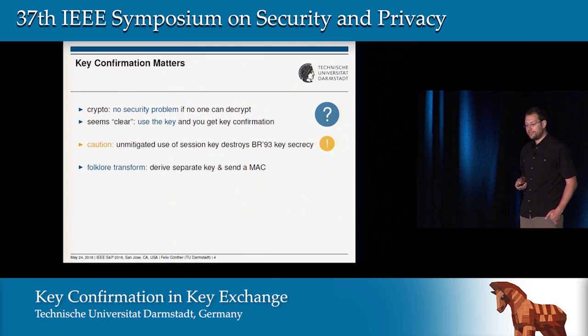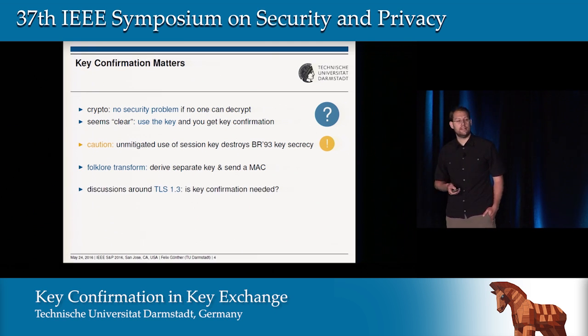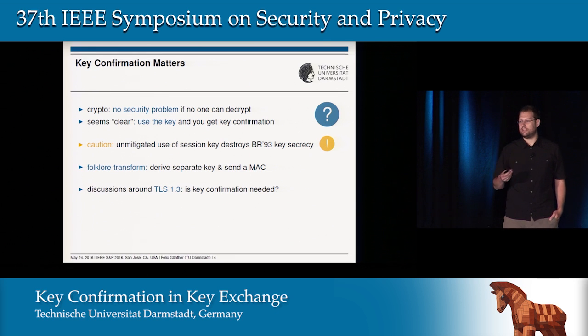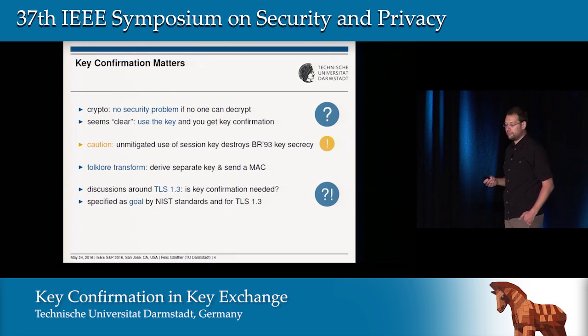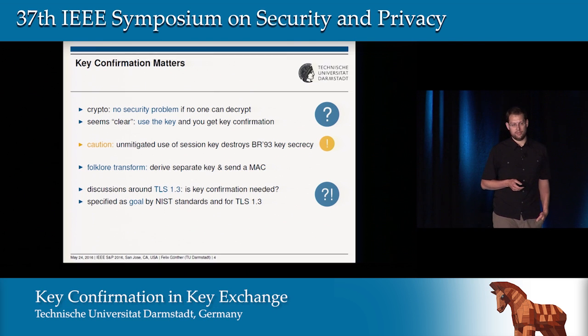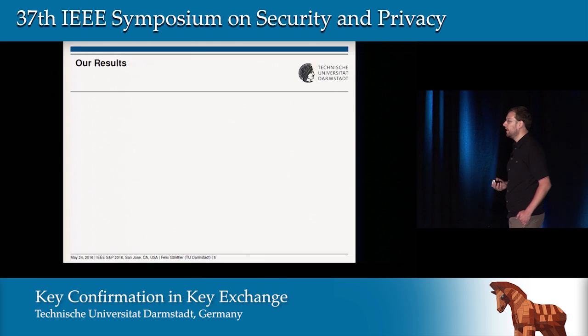If you look into standards, it's interesting that in the discussions around TLS 1.3, the upcoming next version of TLS, there was some discussion whether key confirmation is actually something that should be explicitly aimed for. TLS 1.3 settled for it, so key confirmation is a goal for TLS 1.3, and it's also mentioned as an explicit goal in various NIST standards, for example. So there's some good reason to look into key confirmation, and what we do in this work is we do three things.